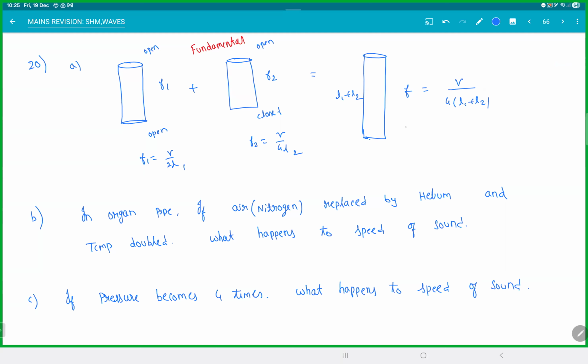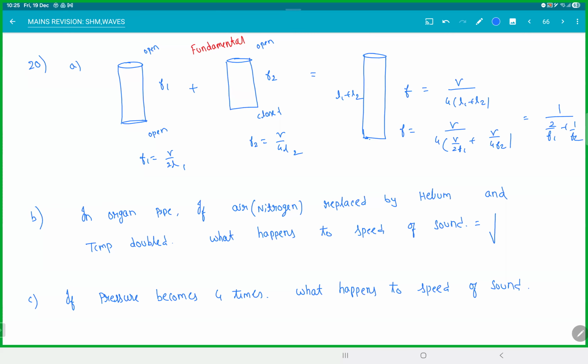So take L1, L2 from here and substitute. This will be V by 4, L1 will be V by 2 F1 plus L2 will be V by 4 F2. V gets cancelled everywhere. You can solve this. This is 2 by F1 plus 1 by F2. So (F1 plus F2) by (2 F2 plus F1). That's your answer.